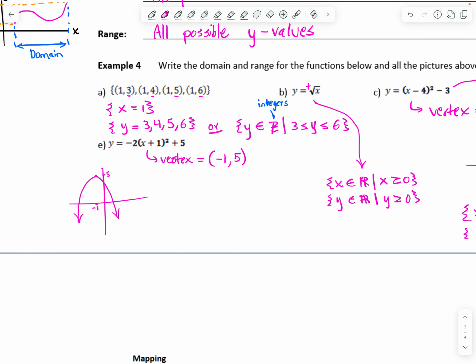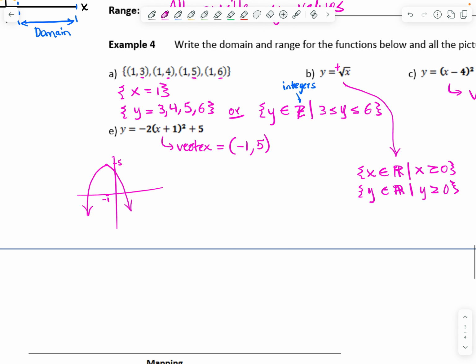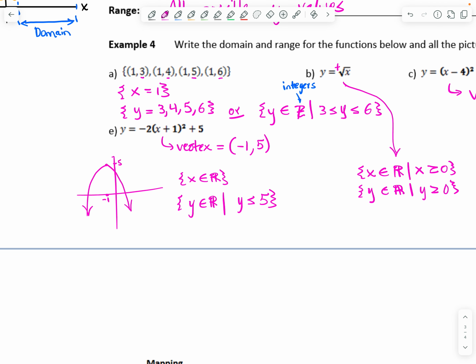And we could see, yes, not only is this a function, but the domain, similar to before, is an element of the real numbers, because it goes on forever this way and this way, both ways, x left and right. And then the range, so y is an element of the real numbers such that y has to be smaller or equal to 5. So that's how that works. Okay.